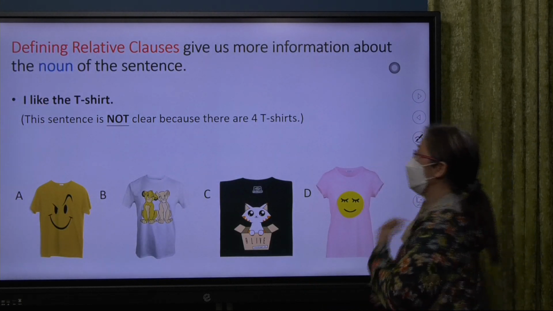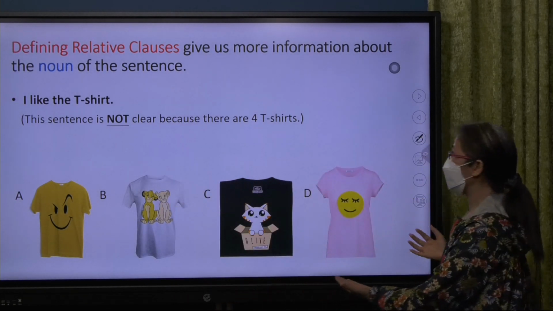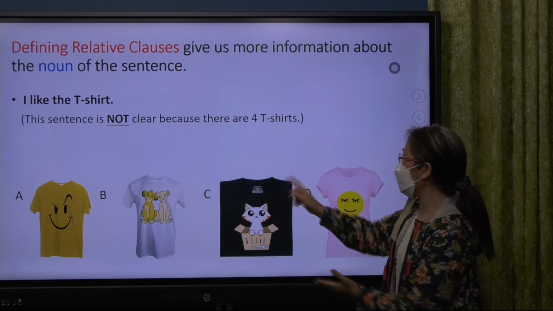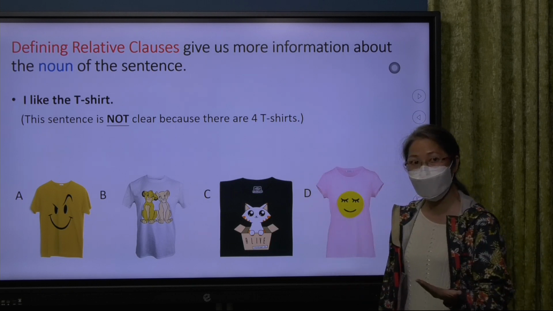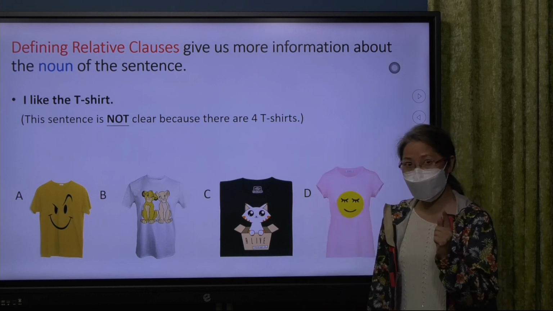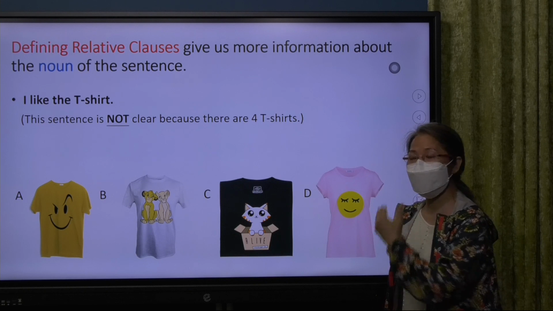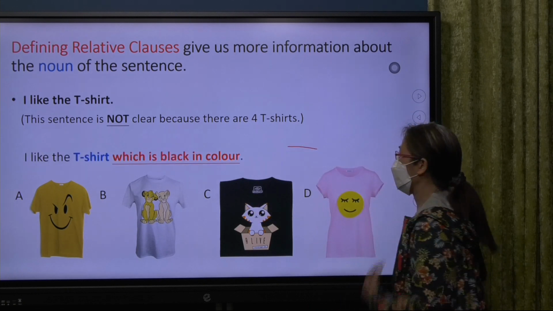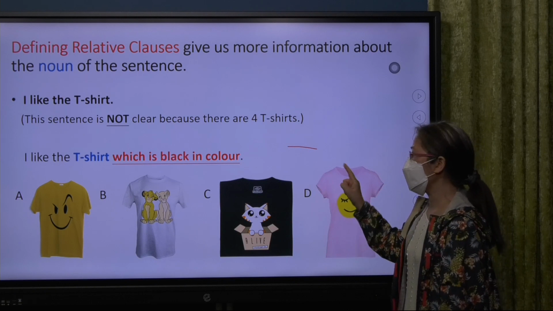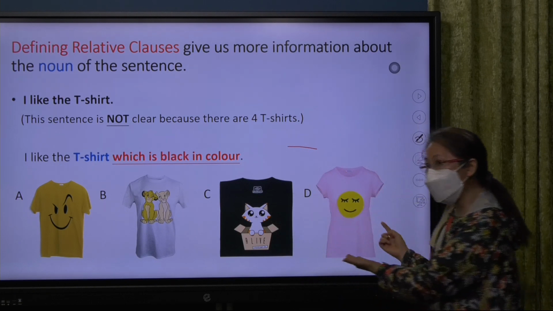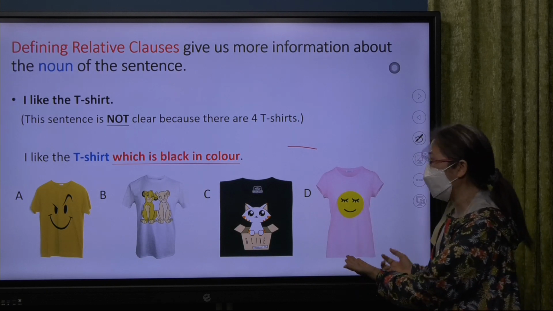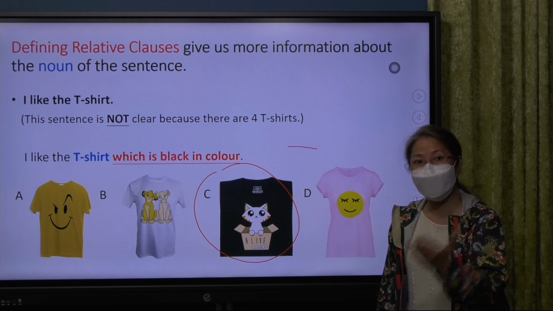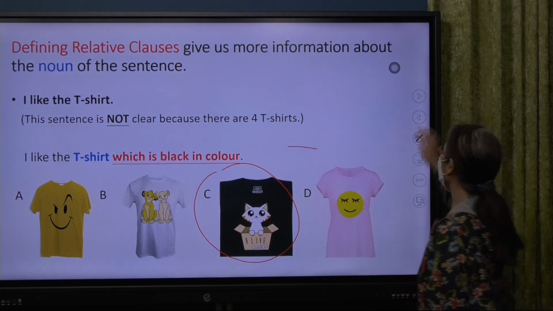One more example. For example, I like the t-shirt. Wow. Do you know which t-shirt I am talking about? No, you can't. Same case, there are 4 t-shirts. Which one am I talking about? The sentence is not clear. So in this case, we can use a defining relative clause to give you the important information. The t-shirt is black in color. So now you know which one it is, right? Obviously, clearly, it is C. I like the t-shirt which is black in color. Now you can tell which one it is.